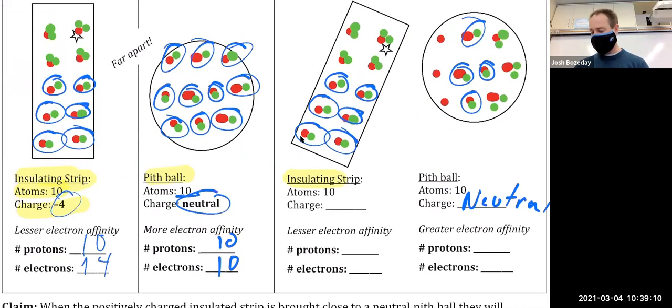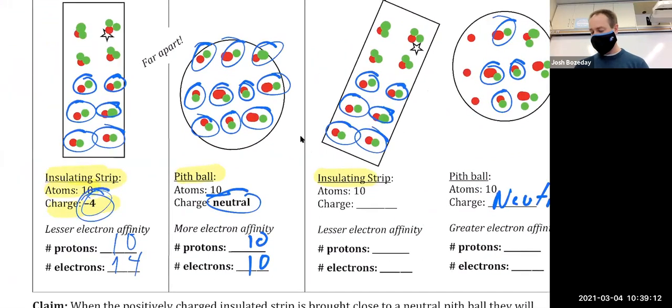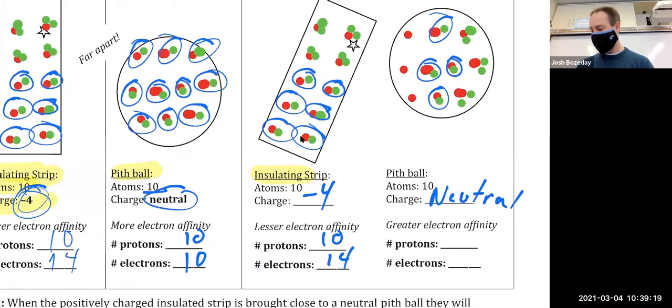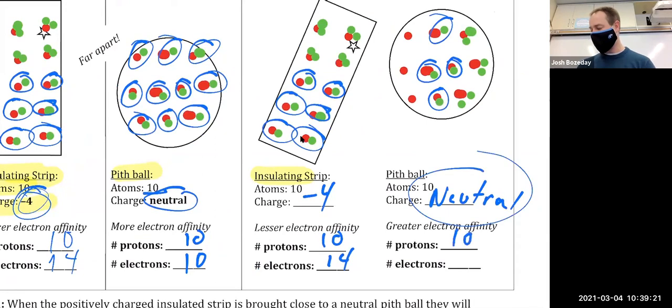This is what I was trying to say: they're the same as they were before. And so this is a charge of -4 because it's 10 and 14. And this is neutral because it was neutral before. So 10 and 10. But the point is they're the same charges as before because no charge is transferred.